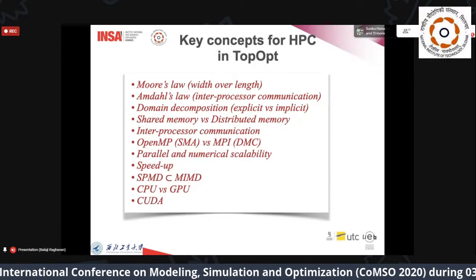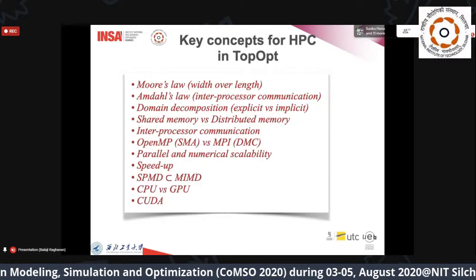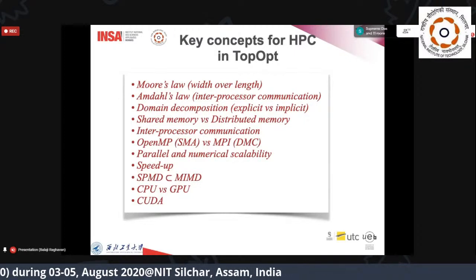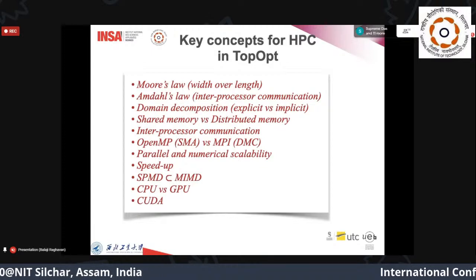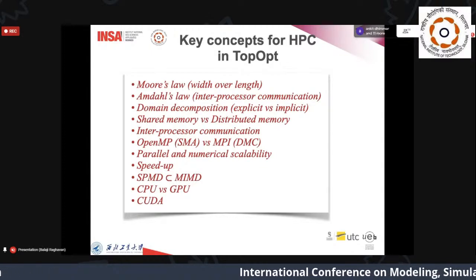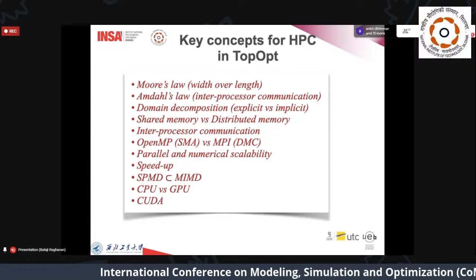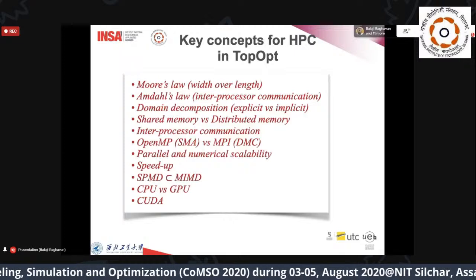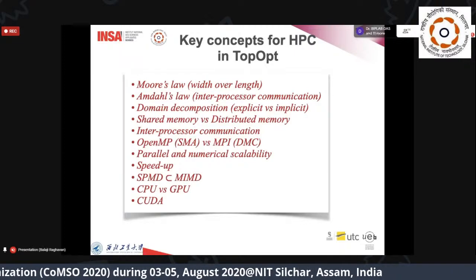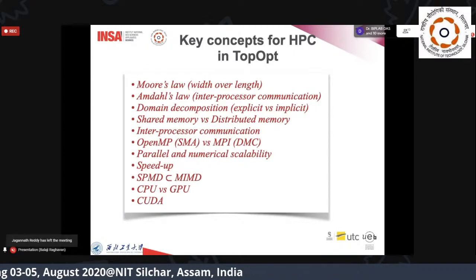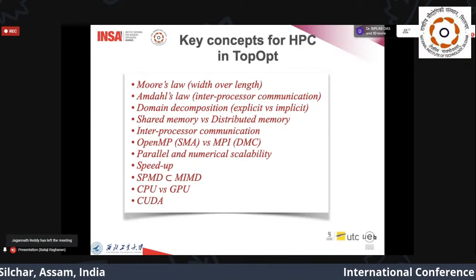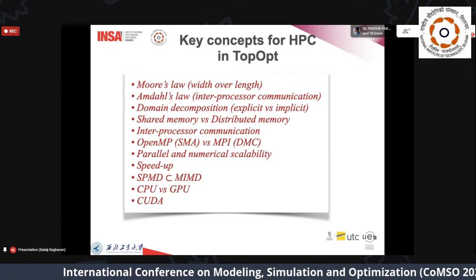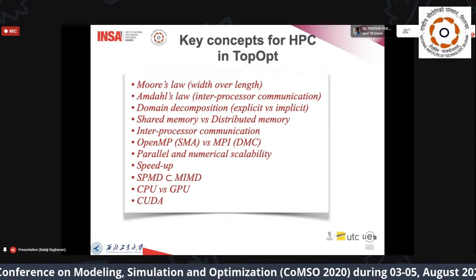Interprocessor communication in distributed memory systems is always a concern. You have OpenMP, which is used in shared memory architecture, versus MPI. A good distinction between parallel and numerical scalability, which are not the same. And depending on the situation, you might prefer one over the other. Speed up is how we actually rate any approach. The so-called single program multi-data approach, which is what I worked on back in 2006.